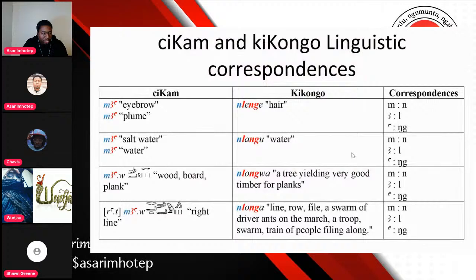in this way. So the M corresponds to N, which originally was an M, the Mu. In this case, because we're dealing with Kikongo, the Mu prefix that we saw in Chiluba has now become N in Kikongo, right? But they still have Mu as well. So it's just kind of two variants of the same grammatical morpheme. So we see in this variation here, barech, eyebrow, plume, which is cognate with Kikongo and Lingala, hair. We say ma for salt water or water, and langu, water.